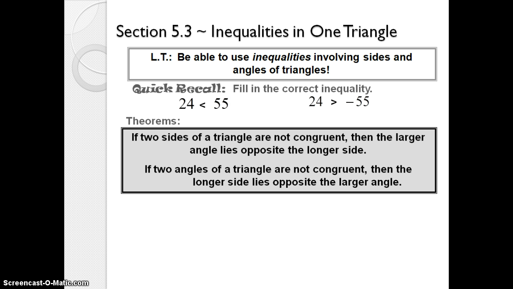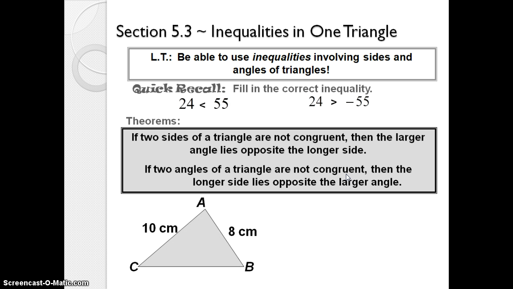So here's our first theorem. If two sides of a triangle are not congruent, then the larger angle is opposite the longer side. So the bigger angle will always be across from the bigger side. The converse is also true. If two angles of a triangle are not congruent, then the longer side is going to be across from the larger angle. So, larger angle across from larger side, across from larger angle.